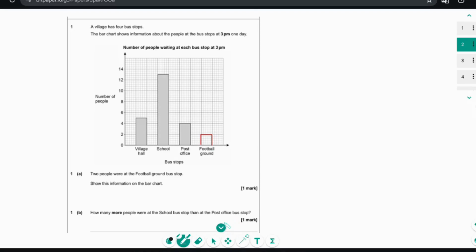How many more people were at the school bus stop? So the school bus stop is 13. Then at the post office bus stop, the post office bus stop is 4. So 13 take away 4 gives you 9. There's 9 more people were at the school bus stop than at the post office bus stop.